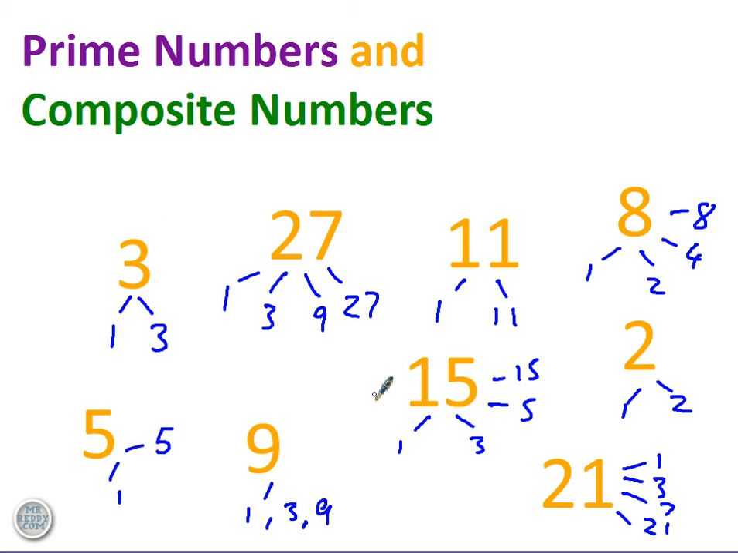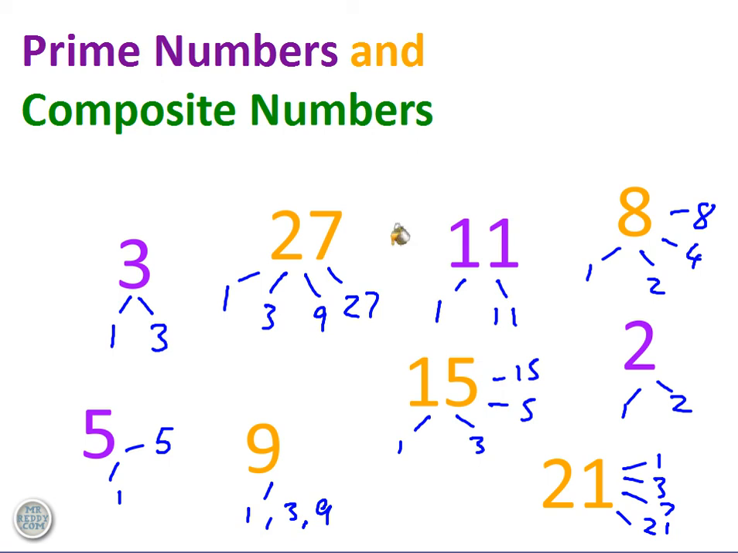Can you see particular differences between the numbers? What I notice is that some of the numbers, such as 3, 5 and 2 and 11, have two factors and only two factors. And that makes them special. That makes them prime numbers.